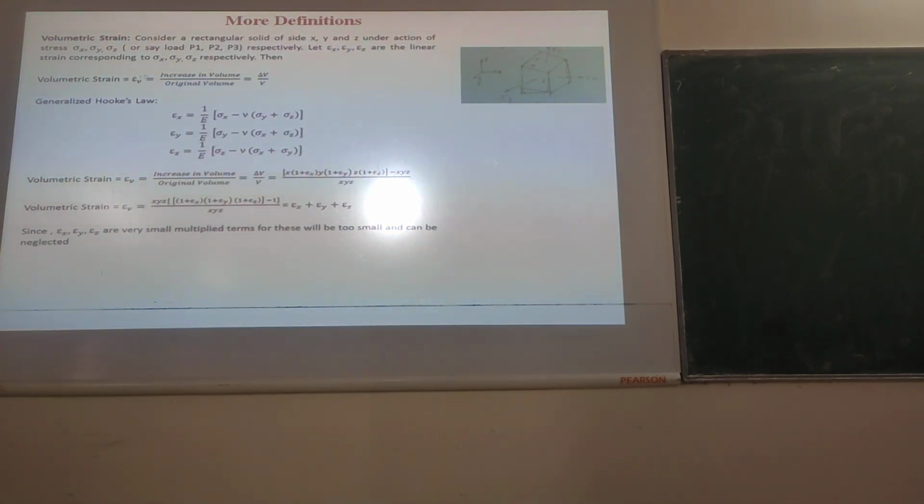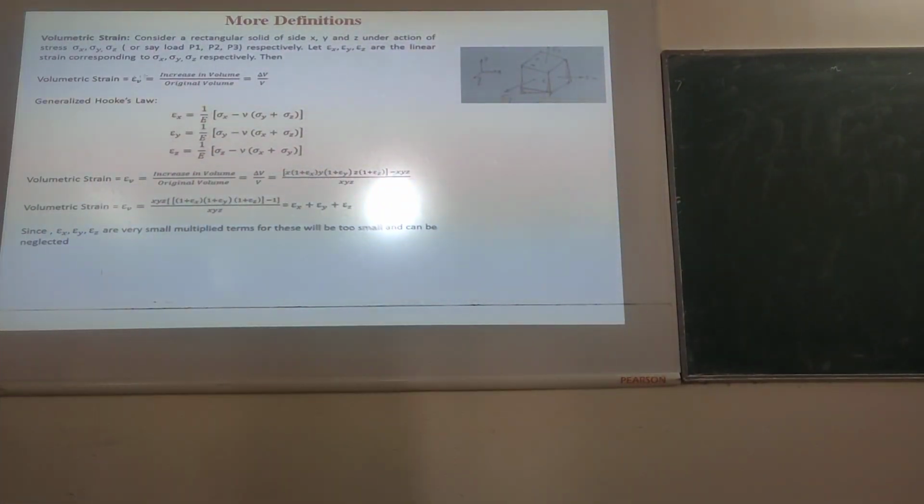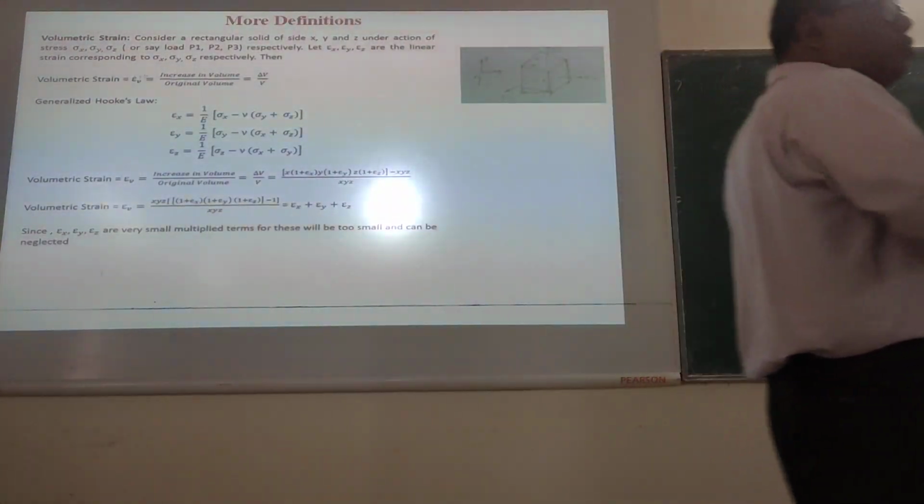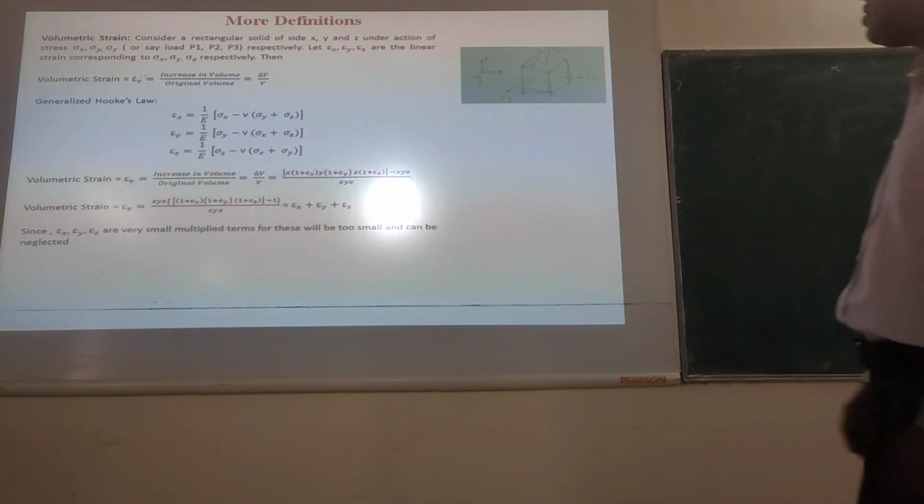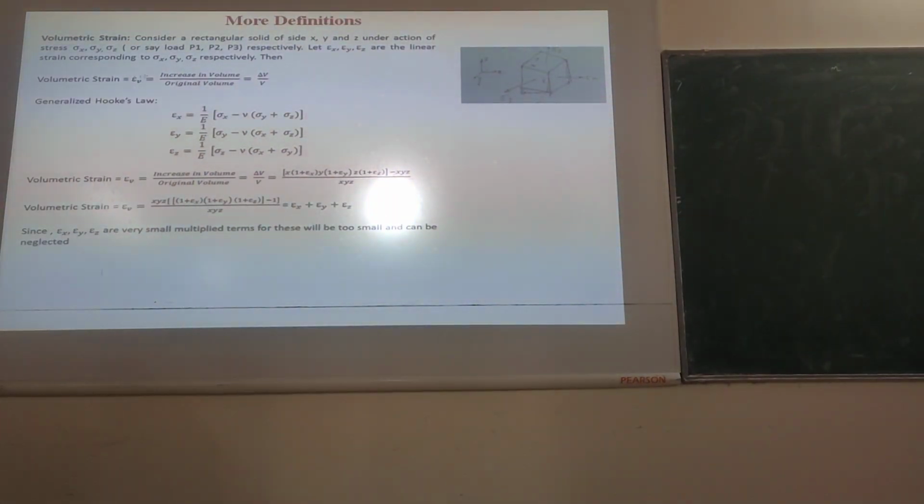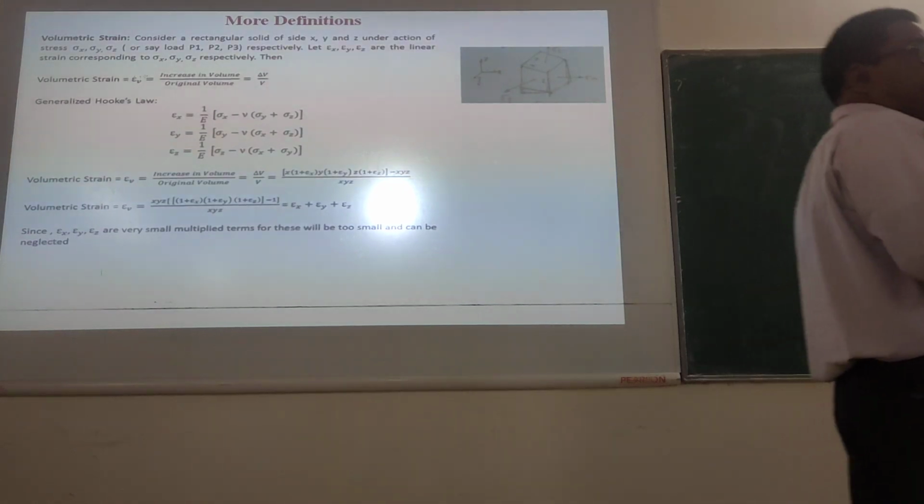Very important concept. From there we will be coming to another modulus, which is called bulk modulus. So we must understand volumetric strain first, then we will go to the bulk modulus concept. Volumetric strain is a concept where, because of mutually perpendicular acting stresses, the body deforms and its volume changes. The change in volume of the body divided by the original volume is defined as volumetric strain.